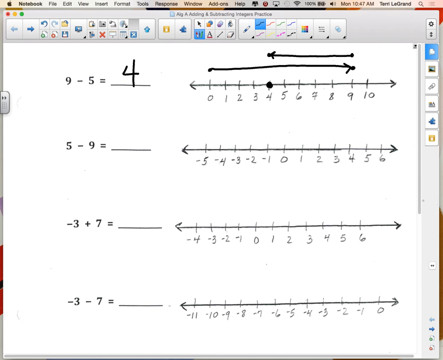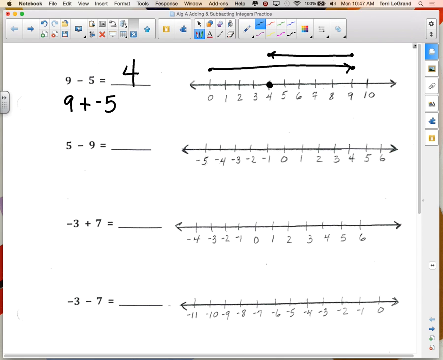Now I want you to see something. Even though you have been subtracting numbers like this for a long, long time, why does it turn out to be 4 without actually using the number line? If we want to do it with an algorithm, what's really happening? We're going to change this to add the opposite. So 9 stays 9. The subtraction becomes addition. 5 is what's being subtracted. What's the opposite of 5? Negative 5.